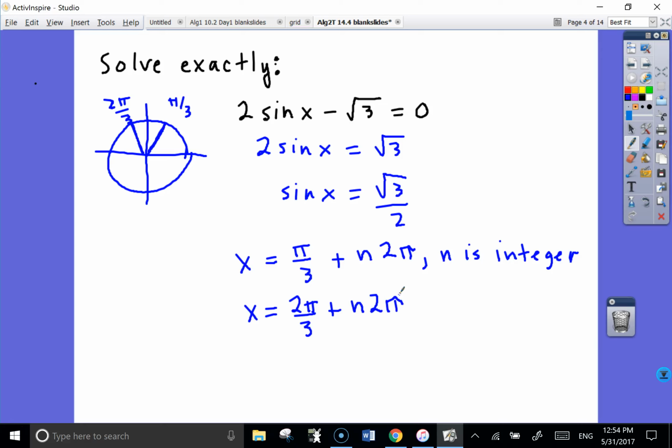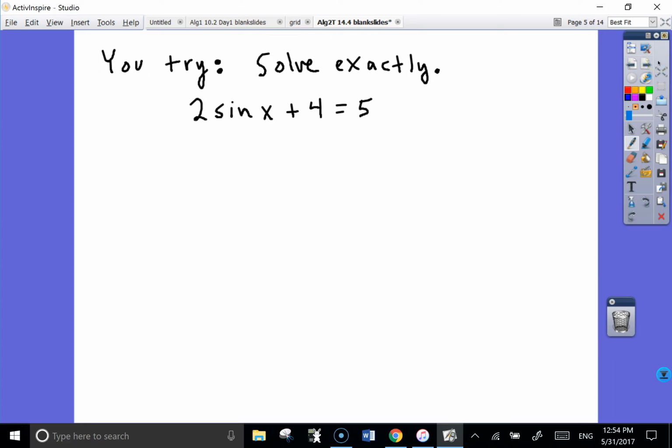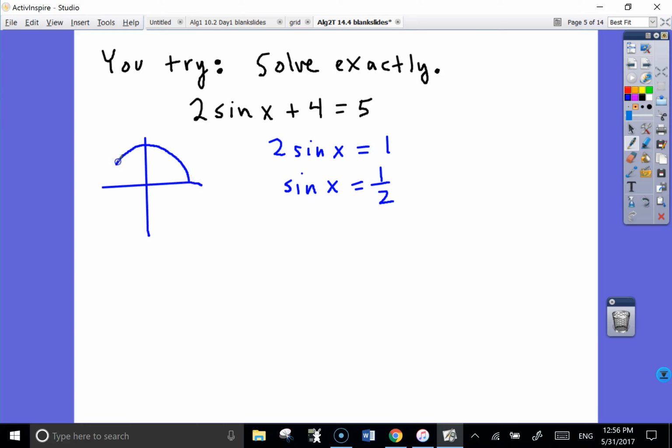Okay. Try this one. Try to solve that exactly. So what did the sine of x equal? Sine of x equals 1/2, right? So obviously you would have subtracted 4 from both sides to get 2 sine x equals 1 and divide by 2. And then you just got to think, okay, where is it that the sine, meaning the y coordinate, equals 1/2?